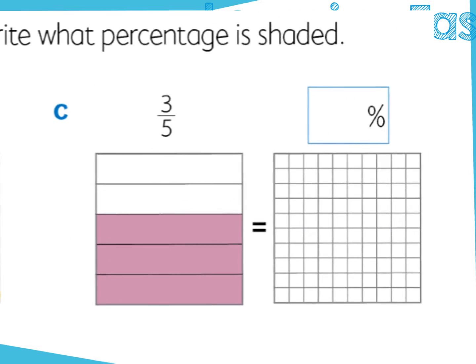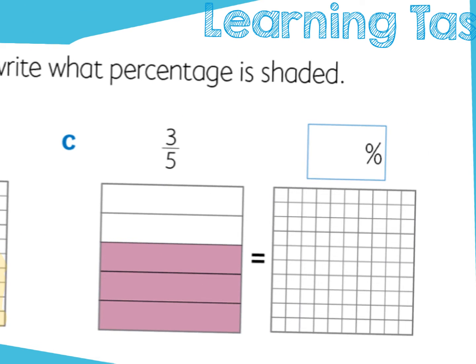So 3/5 now. Let's have a look at this. Of course, there's 5 sections, 1, 2, 3, 4, 5. That gives me our denominator. And then over here, you can see I've only shaded in this one, this one, and this one. There's 3. And that gives me our numerator.